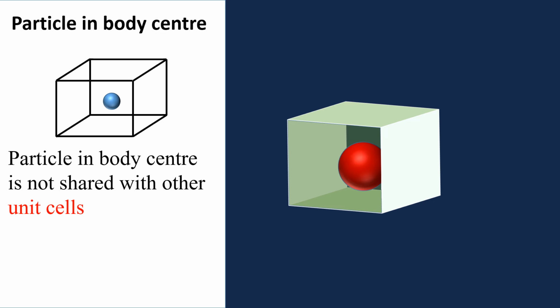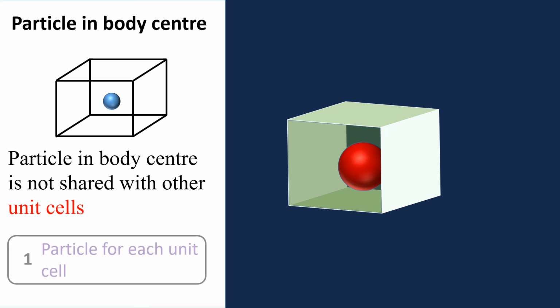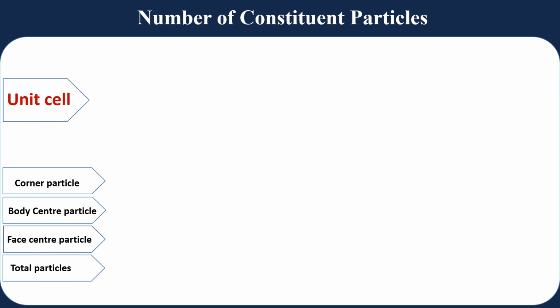What about the body-centered unit cell? Body-centered particles in a unit cell. The particle is in the box. So it is clear, it is unambiguous, that the particle belongs to that unit cell only. Then we can count the total number of particles for different types of unit cells.